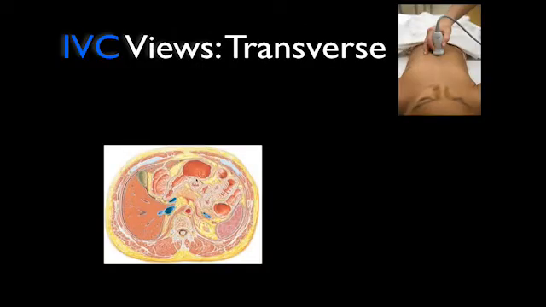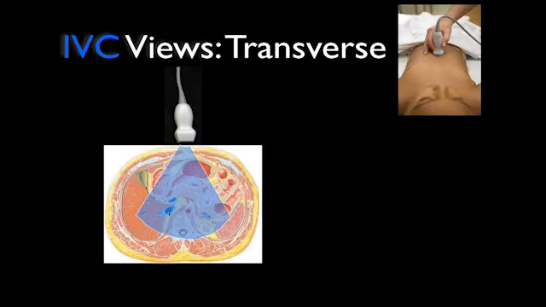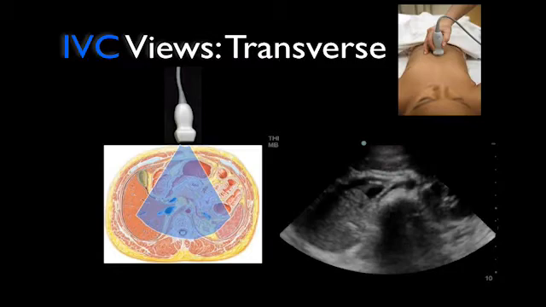Now, what we're going to see on transverse, we're initially starting with the indicator to the patient's right. And I love these Netter views because it's exactly what you would expect to see. So probe is perpendicular to the body, indicator to the right. And what you see here, you'll see IVC, aorta, spine, which corresponds to the ultrasound image. Here's the IVC, here's the aorta, and here's the spine with shadow. So these are the three things.